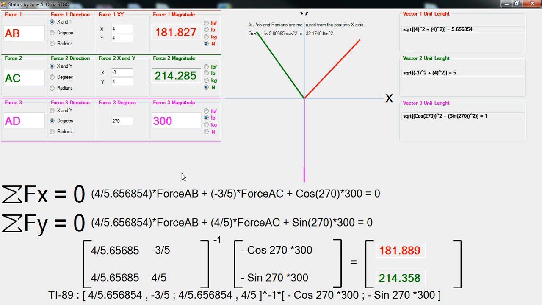Thanks for watching, and this is a program that I'm developing to be able to solve this kind of problem. Right now I can only solve for the unknown forces, but I'm trying to get it to where I can solve for angles and distances and all that. But for now, this is just a start.